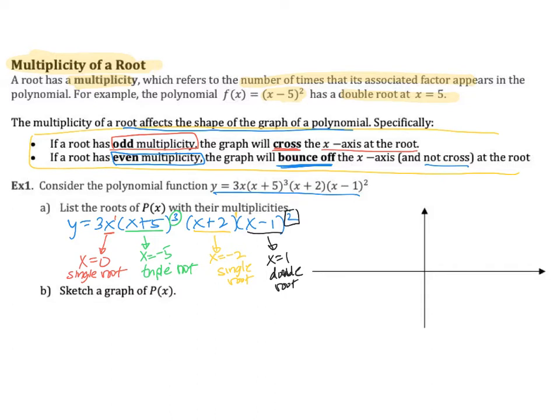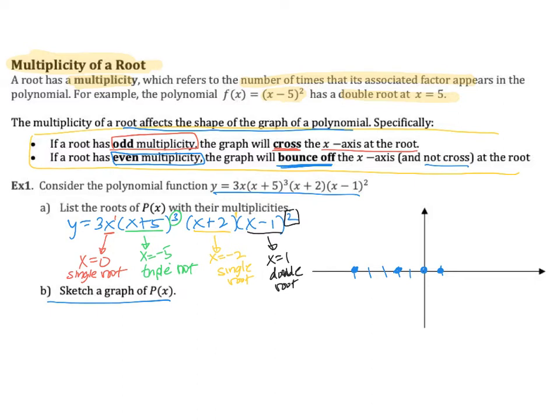over here, because our next stage is to sketch the graph. So on your x-axis, we need to have a -5. This is our -5 root. We need to have a 0. We need to have a -2, and we need to have 1. So we have a 0 root, a -5 root, a -2 root, and a 1 root.